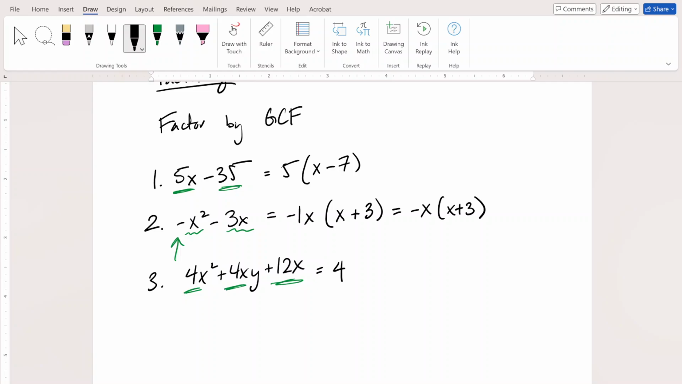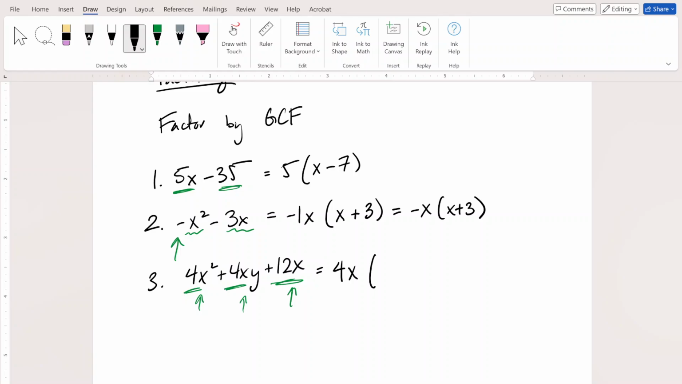Now, let's also look at the variables while we're at it. This one has an x squared, this one has an x and a y, and this one has an x. So what do all 3 of these have in common? At least one x to the power of 1. So the x, and then they each have at least x to the power of 1. And then let's look at the y's. They don't have any y's in common except for the middle term. So you have to check for all 3 of your terms.